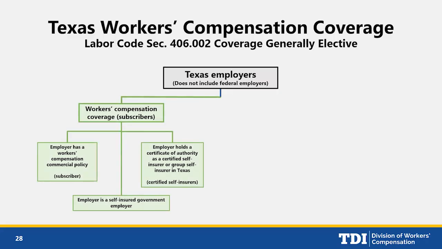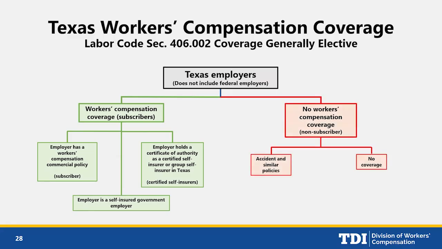On the left-hand side, we're going to divide up all Texas employers by two buckets, basically. On the left-hand side are those employers that have chosen to have or are required by the law to have workers' compensation coverage. And on the right are the employers that do not have coverage. So it's a chart that shows that Texas is unique. That means that private employers can choose to have workers' compensation coverage or not in our state.